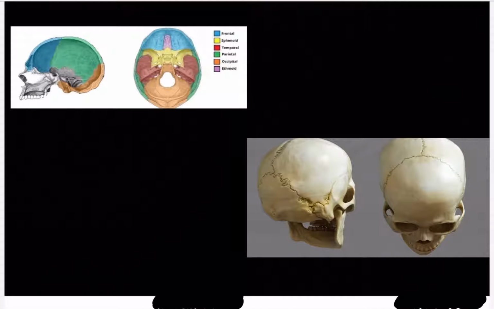Let's see how your brain looks if I remove the top of your skull and see only the base of it. So what are you seeing here? The base of skull. This view is again the lateral view, but I have removed half of it. Lateral view, the same thing.